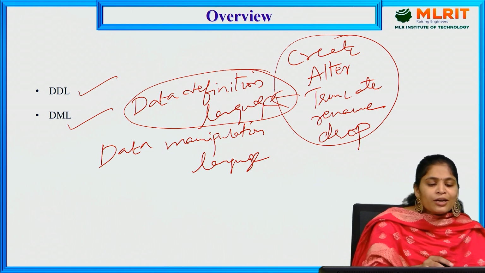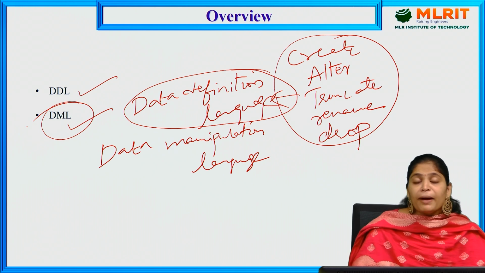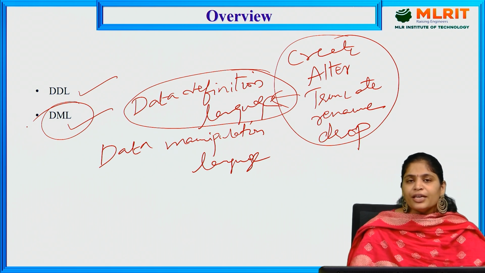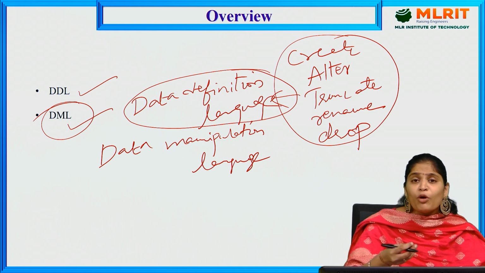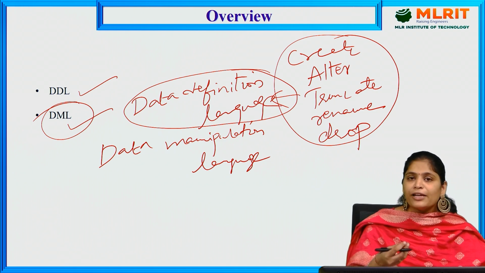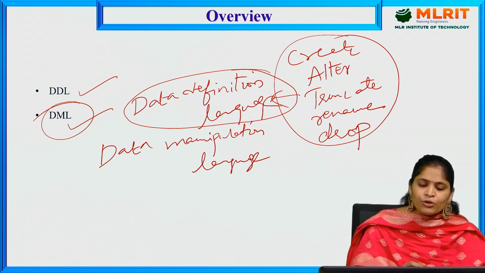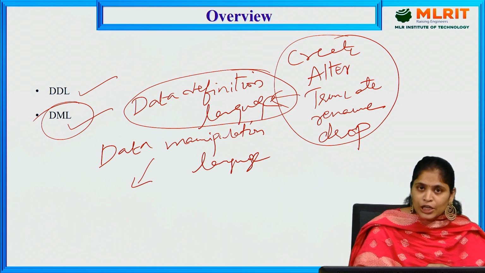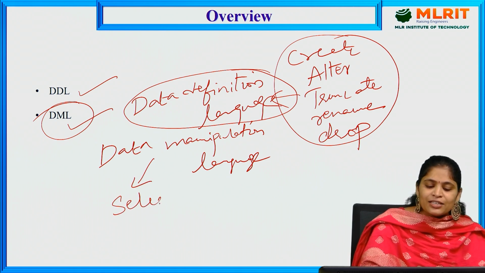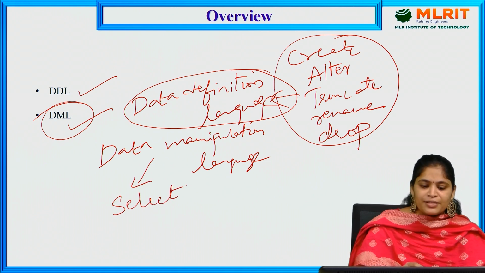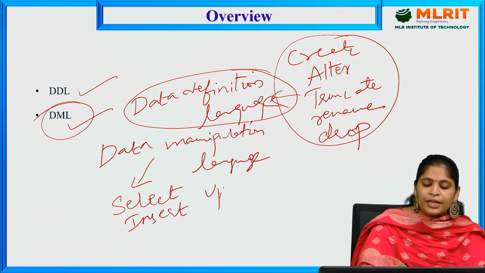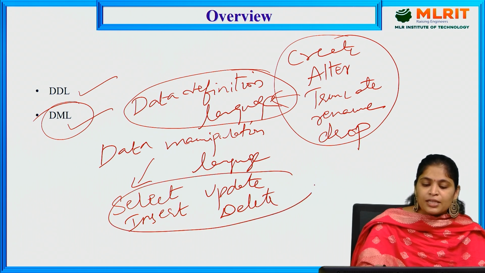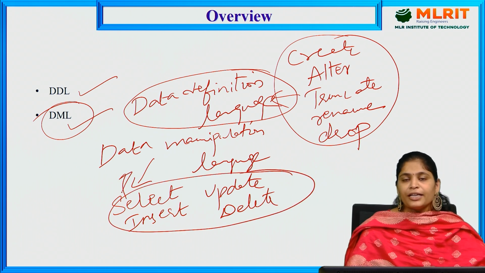Coming to DML, Data Manipulation Language, the name itself indicates manipulation. Manipulation means we are modifying, we are changing the data. This language includes the commands select, insert, update and delete. These are the 4 commands that come under DML.